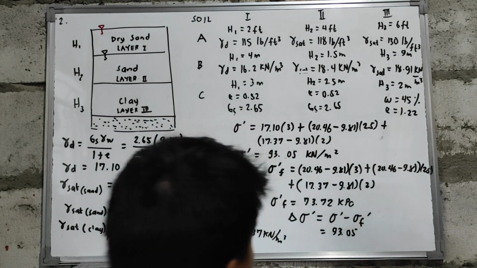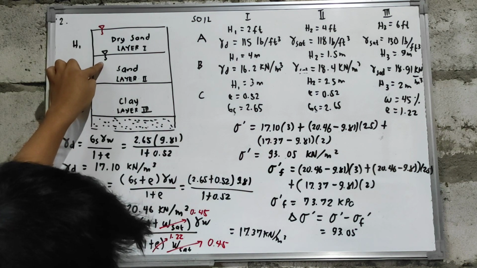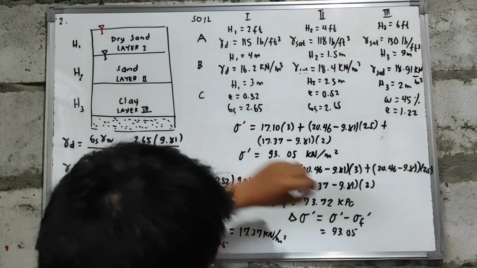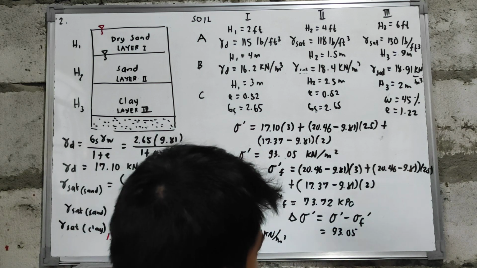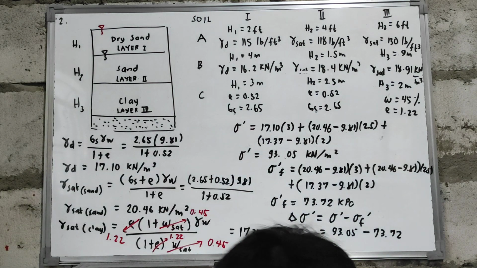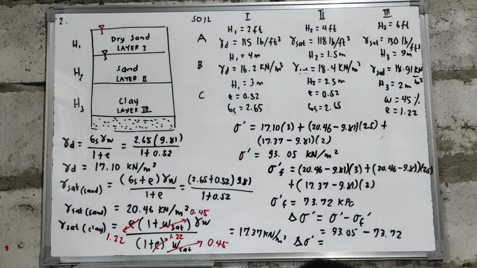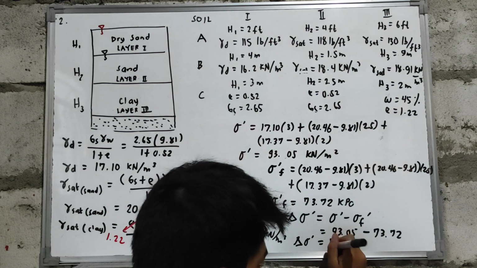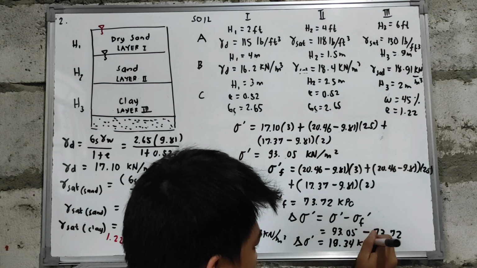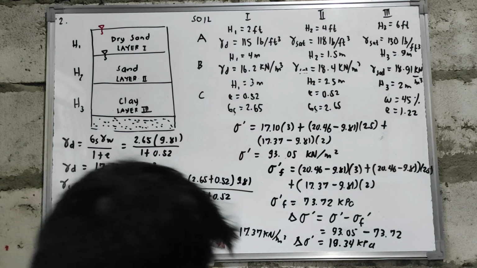So we have an initial value of 93.05 kilonewton per meter squared nung nandirito tayo sa original groundwater table. And then, nung tinaas natin yung groundwater table, yung bagong effective stress final natin, naging 73.72. Or in other words, biglang bumaba yung value natin. So, our change in effective stress is now equal to 19.34 kilopascal. So, ganun lang kasimple yung problem number B natin.